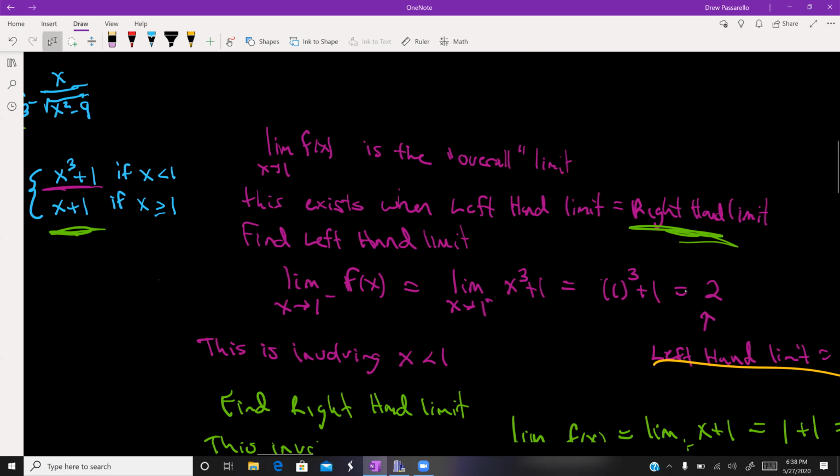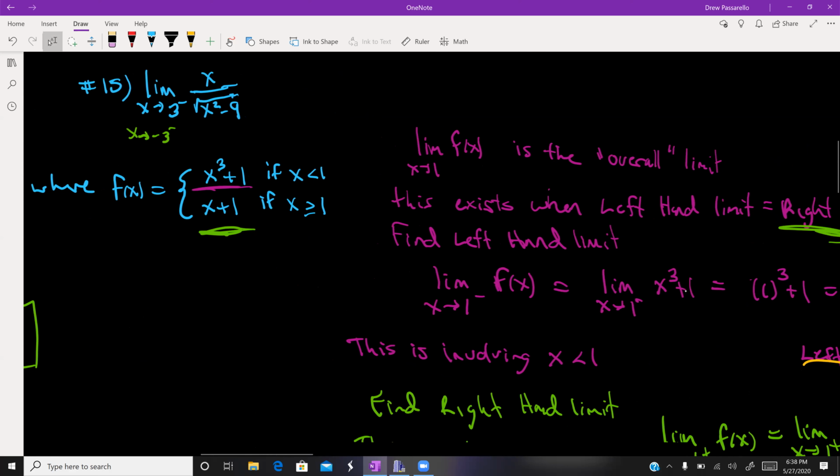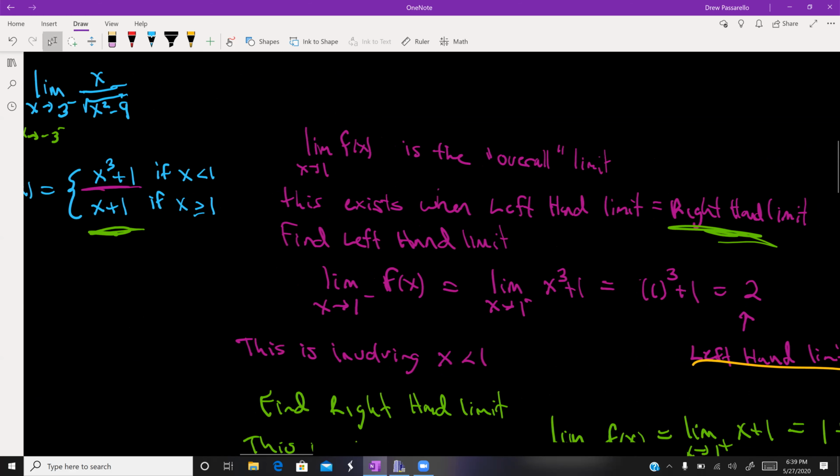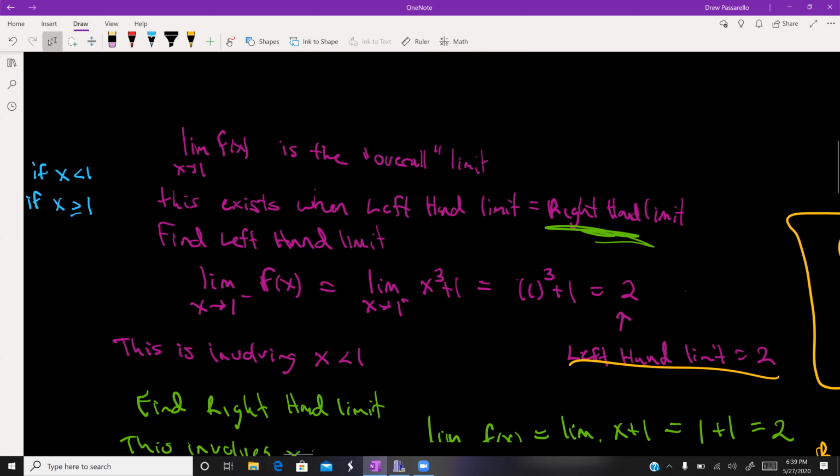ones equal to. And so for the left-hand limit, that's dealing with x values to the left of 1. So that's x values that are less than 1. So that's what's going on in purple. So I focus on just the top piece, x cubed plus 1, and just plug in 1. And that gives you 2.